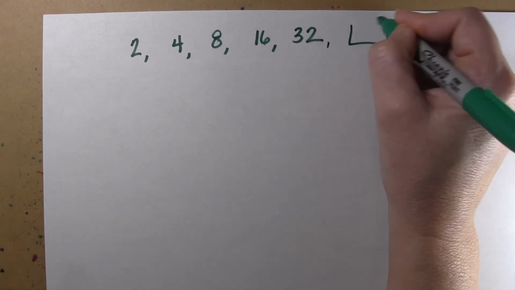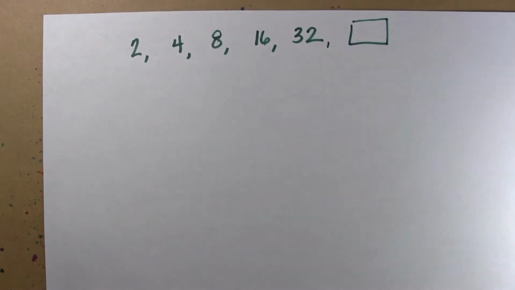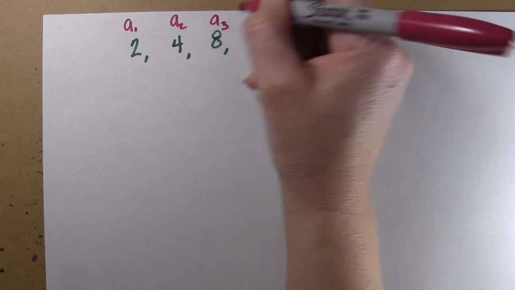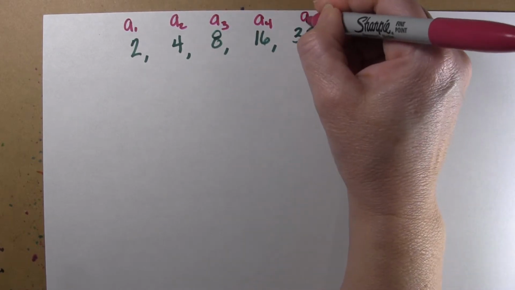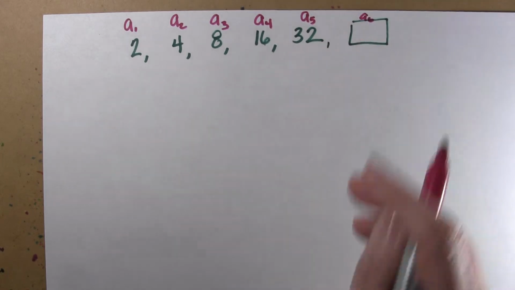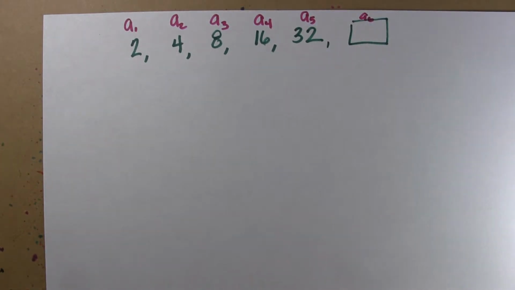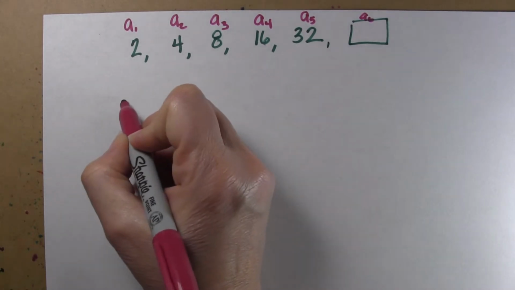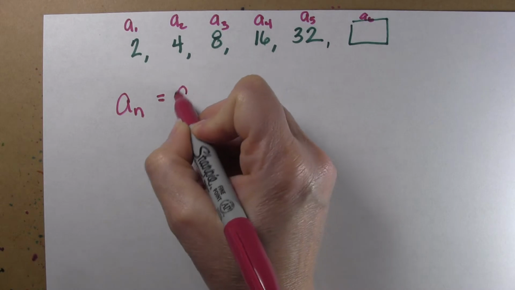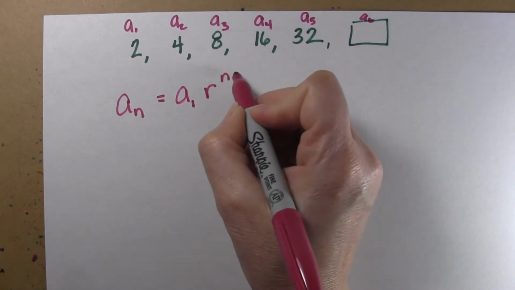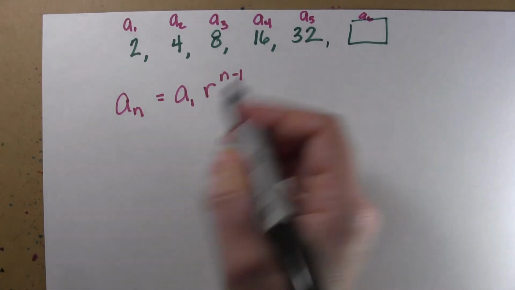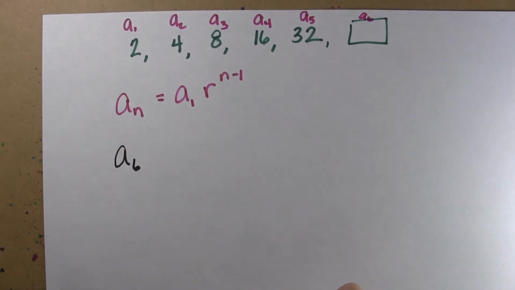Let's say that we wanted to calculate what the next number was, okay? We know that this is a sub 1, this is a sub 2, this is a sub 3, this is a sub 4, this is a sub 5, and so we're trying to find a sub 6. All right, so we are going to use our general term of a geometric sequence, which is a sub n equals a sub 1 times r to the n minus 1. So what would that be? Well, a sub n is what we're looking for. We're looking for a sub 6, actually.